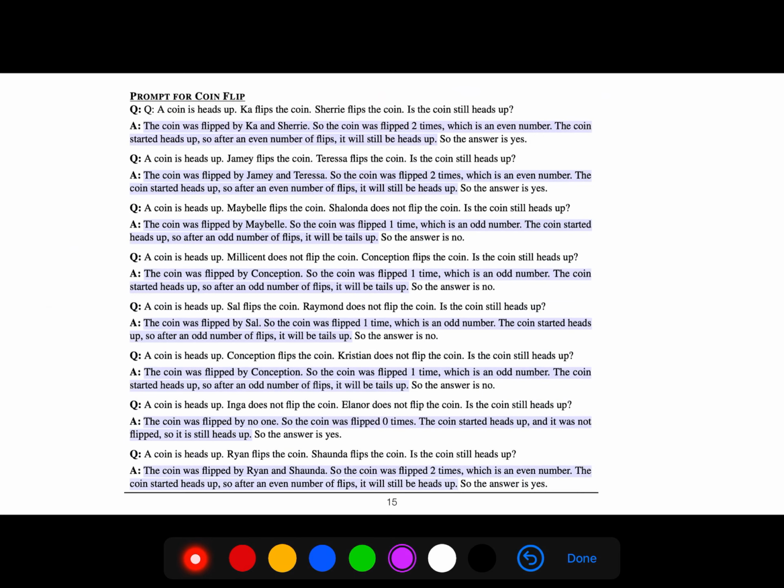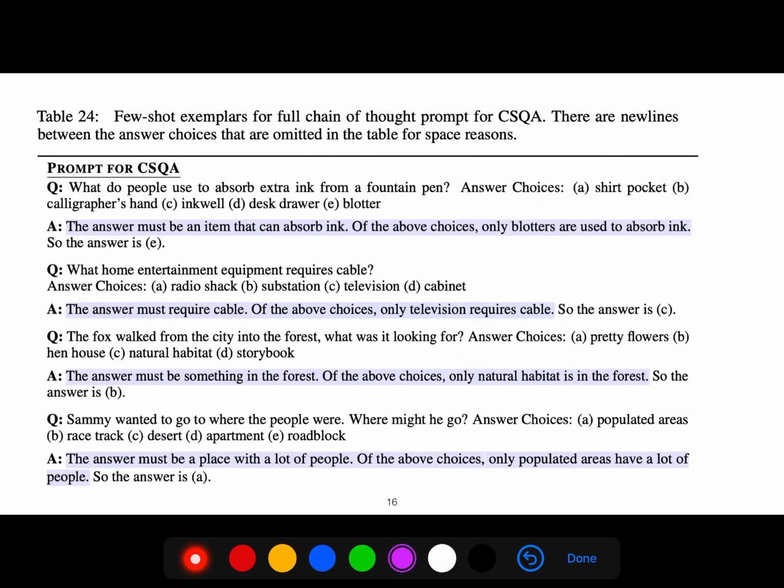So the prompt for coin flip is another interesting example. It says the coin was flipped 2 times, which is an even number. The coin started heads up, so after an even number of flips, it will still be heads up. So you see, it's very natural. It's like the human brain. Or another interesting example: the answer must be an item that can absorb ink. Of the above choices, only blotters are used to absorb ink.